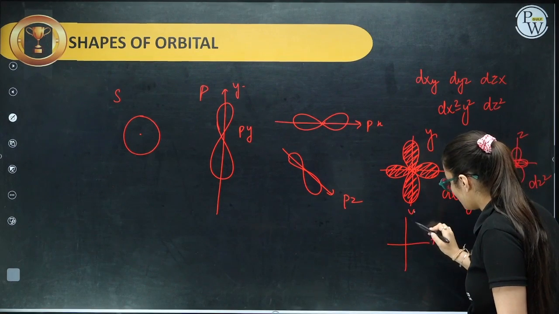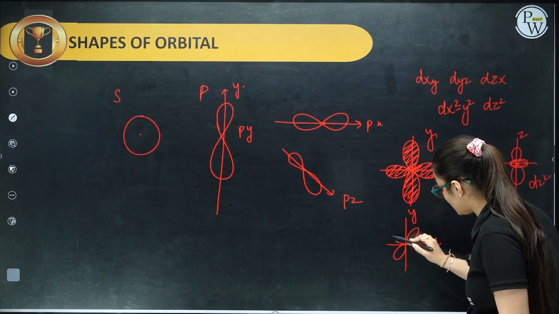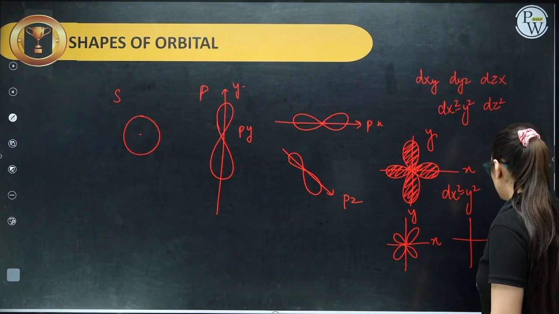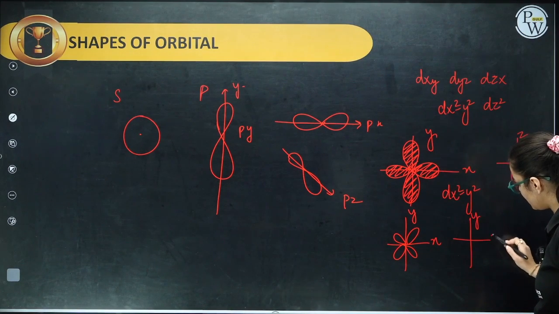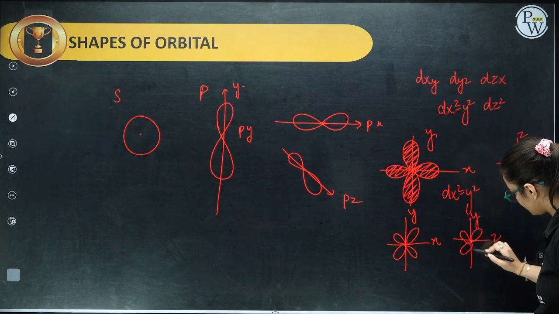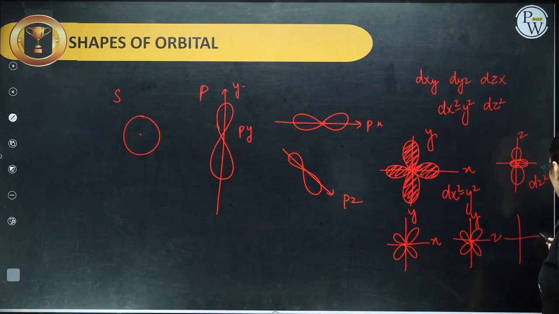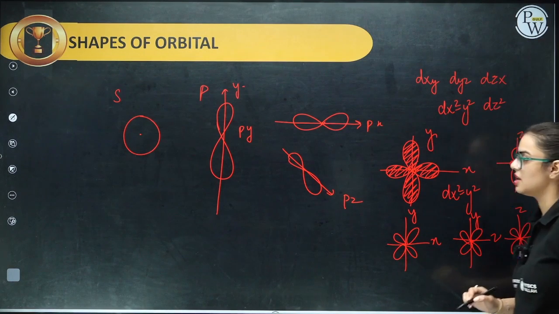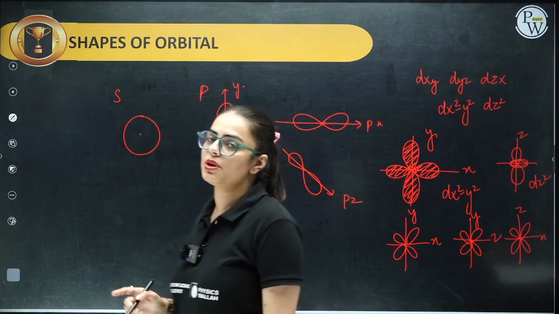This is x and y. Here lobes are present in between the axis, students. Let us draw dyz. If it is y, it is z. Let us draw dxz. If it is x, it is z. These are present in between the axes. Dx square y square and dz square are present on the axis.